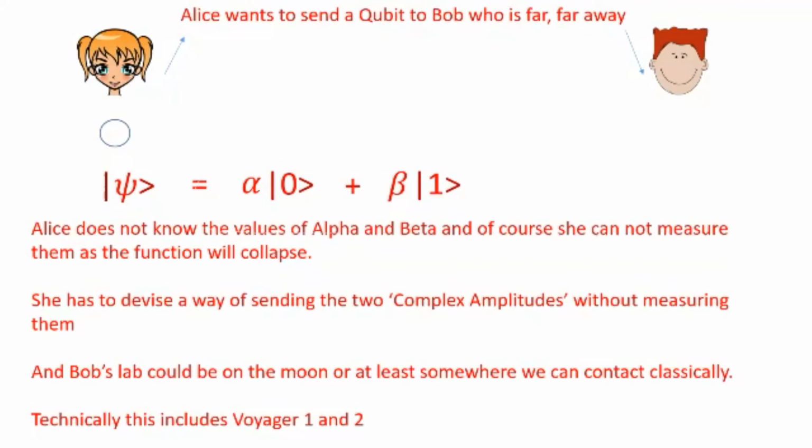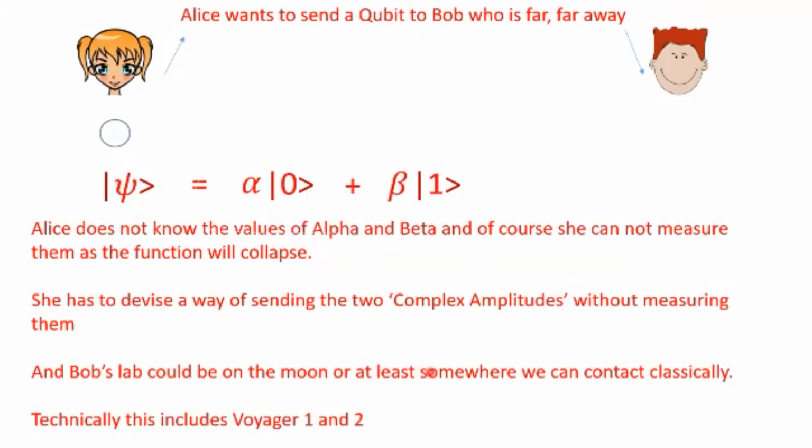So it's in a state where we don't know alpha or beta. We don't know alpha and we don't know beta, but we know we want to give it to Bob. And of course, she can't measure them because it will collapse to 1 or 0 with equal probability. So she has to devise a way of sending 2 complex amplitudes, alpha and beta, without measuring them. It really does sound as though it's impossible.